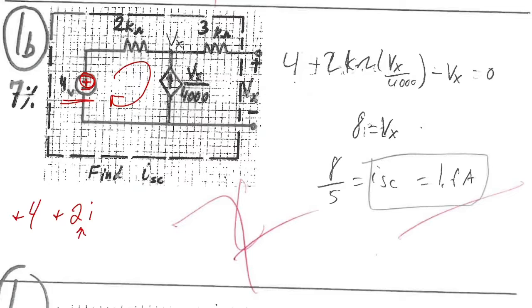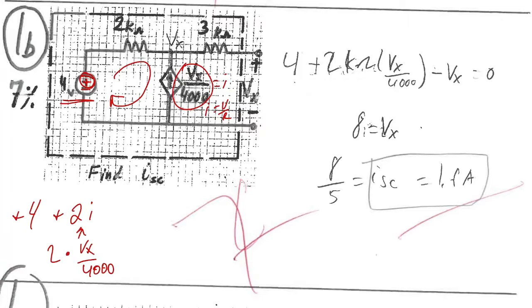And what is I? I is actually equal to this. And remember, I equals V over R. And so we can write 2 times Vx over 4,000. That's what that actually is.